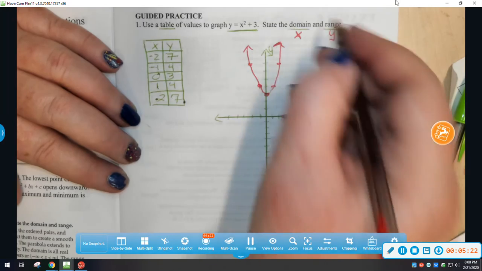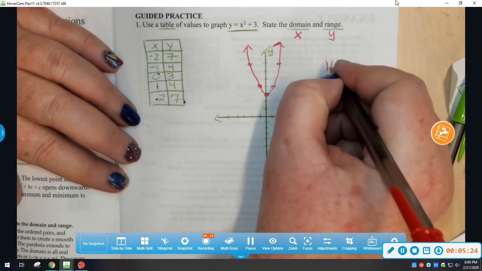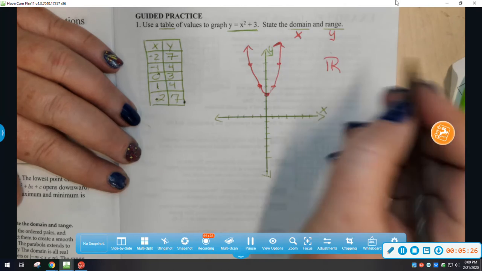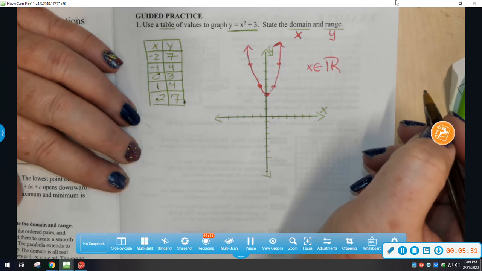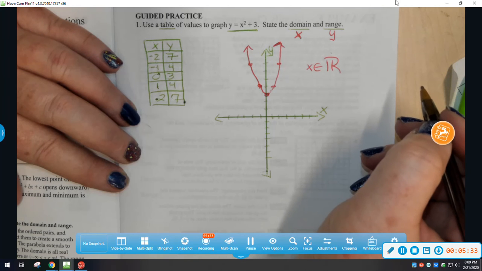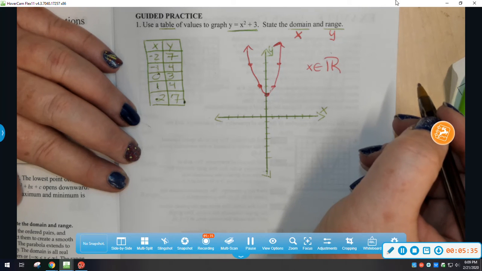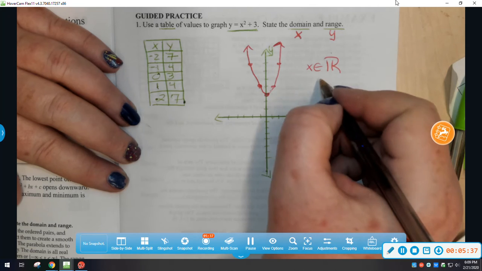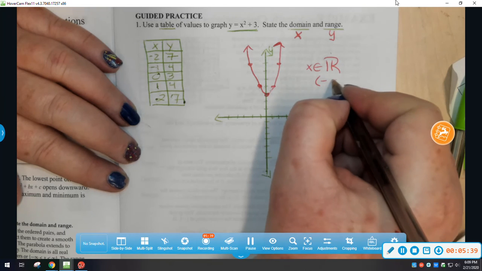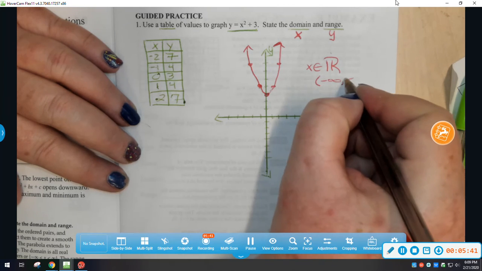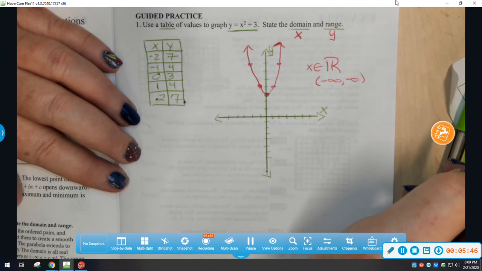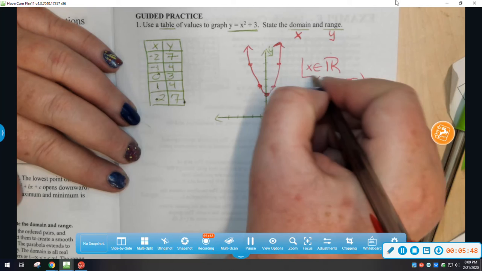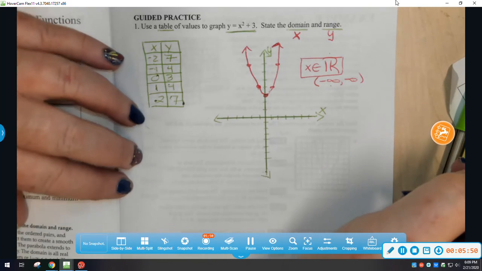So our domain is all real numbers. And I've been writing it like this. X is an element of the set of all real numbers. There's something called interval notation, which looks like this. X goes from negative infinity to positive infinity. But this is what I think we're going to focus on in Algebra 1 this year.